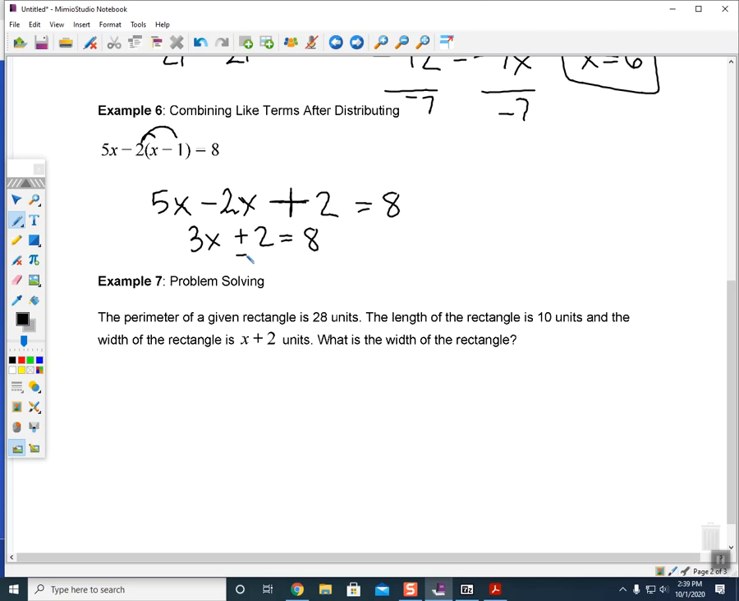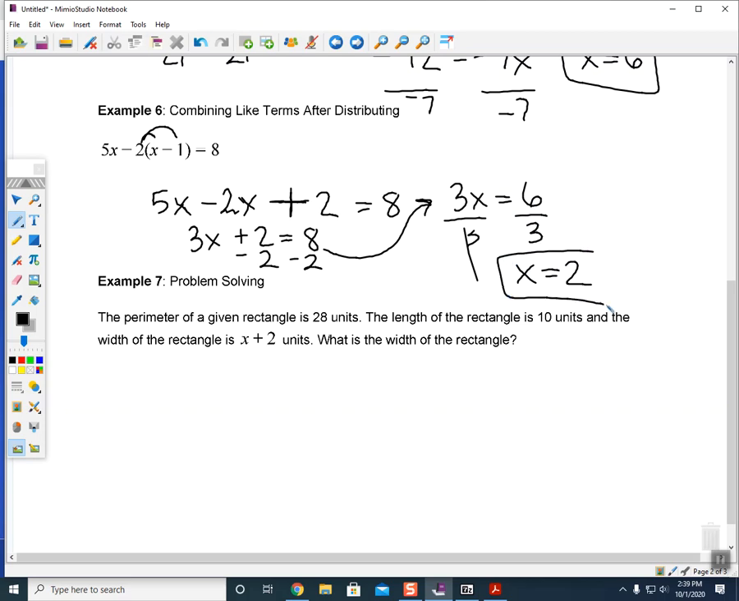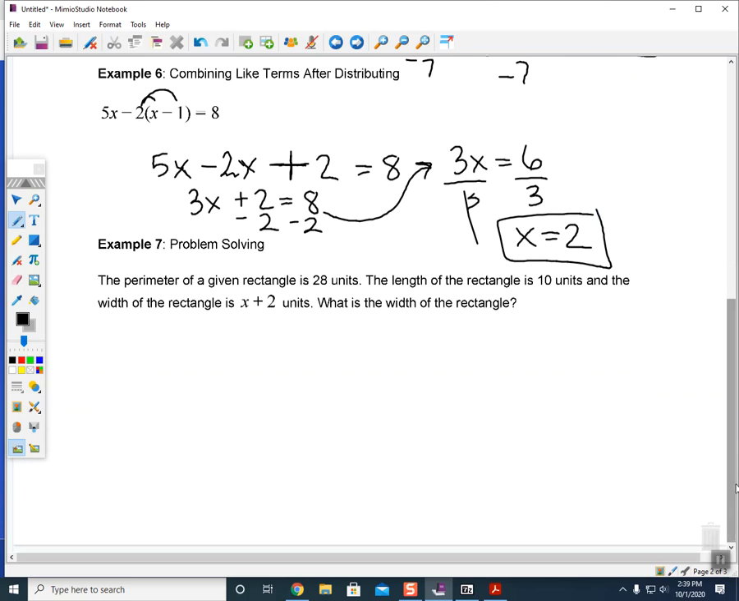Now at this point I can just subtract 2 from both sides. I'm going to bring this over here. So now I've got 3x equals 6. I'll divide both sides by 3. Leaves me with x equals 2. Okay, you gotta pay attention to your negative signs, because they matter, especially in this case. You would have gotten a completely different answer if you had done negative 2 instead of positive 2.